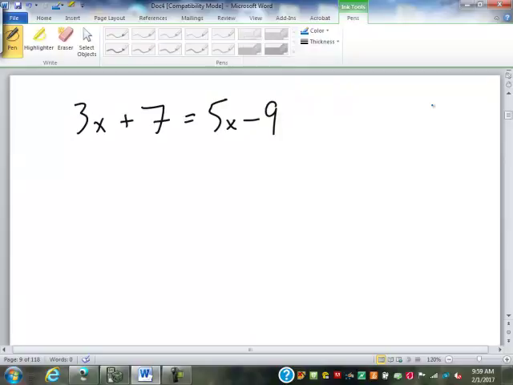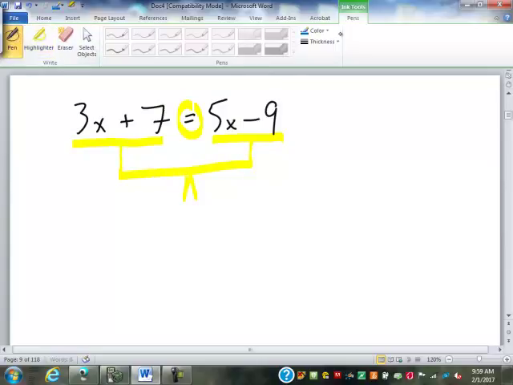Looking at this one, 3x plus 7 equals 5x minus 9. We find our equal sign. We go to identify the variable, and we see the variable appears twice, but once on each side. We have 3x over here and 5x over here. Can I still push them together to make one big pile? Not really. They're on opposite sides.